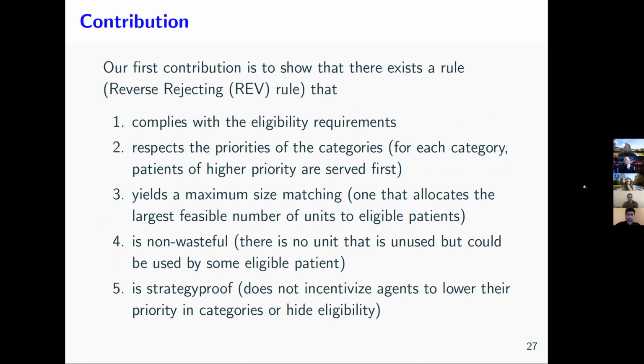So let me just summarize our contributions. Firstly, we show that there exists a rule. In fact, I'll show there exist two rules. One of them is called the reverse rejecting rule that complies with eligibility requirements. It respects priorities of categories. It yields the maximum size matching.